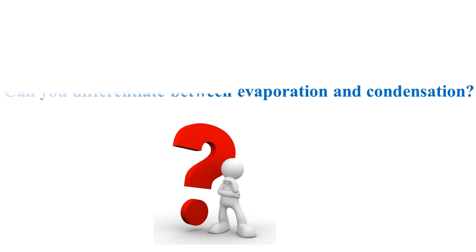So students, we have already discussed condensation, and in the previous class we discussed evaporation. Now, can you differentiate between evaporation and condensation? Yes, you can differentiate: evaporation is the process where a liquid changes into vapor, but condensation is the opposite process, where water vapor is converted into water, or the gas is converted into liquid. So here is the main basic difference between evaporation and condensation.